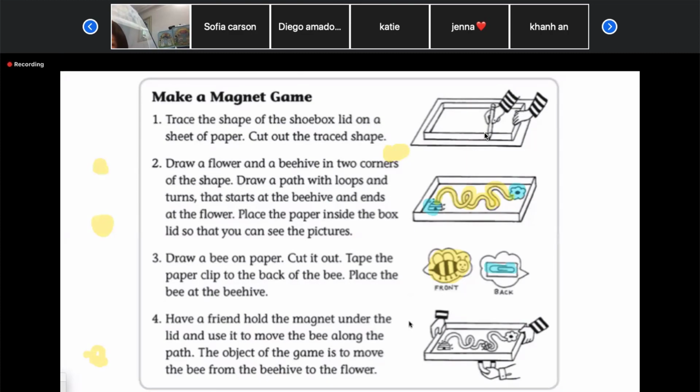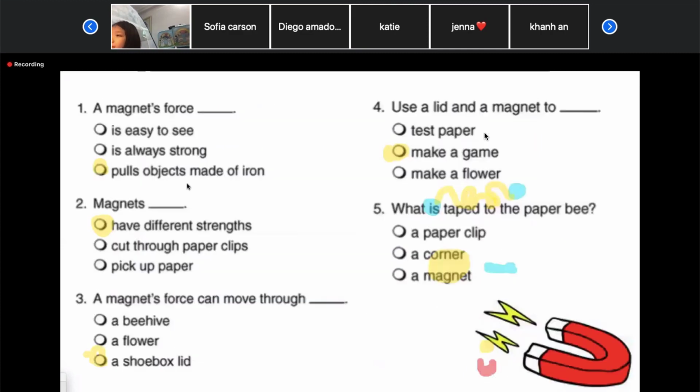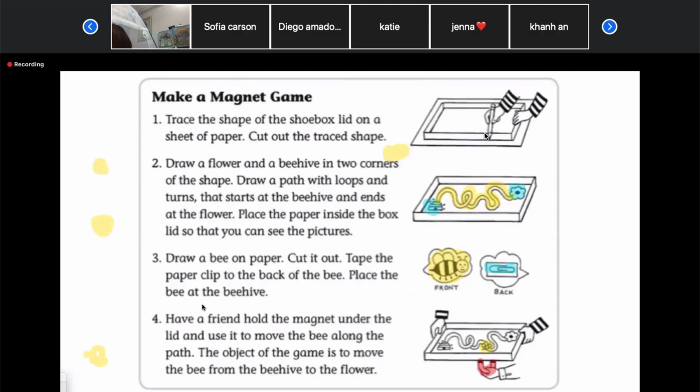So when we have our shoebox lid, our bee is going to be on top, on our path here. So the bee is going to be on the top of our shoebox, and our magnet is going to be underneath the shoebox. Okay, and like we said before, the magnet's force can move through a shoebox lid. So as we move the magnet underneath the shoebox lid, the bee is going to be moving on top of the shoebox lid.